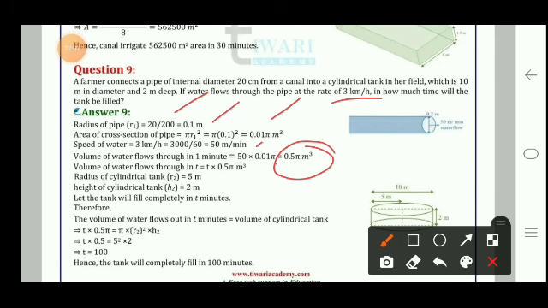The volume of water that flows in time t is obtained by multiplying by t. The radius of the cylindrical tank is 5 meter, that is R2. The height of the cylindrical tank is H2, that is 2 meter. So the volume is pi R2 square into H2. Now according to the question, the volume of water that flows out in t minutes is equal to the volume of the cylindrical tank. So we have t into 0.5 pi is equal to pi into R2 square into H2. So t into 0.5 is equal to 5 square into 2, that is t is equal to 100. Hence the tank will be completely filled in 100 minutes.